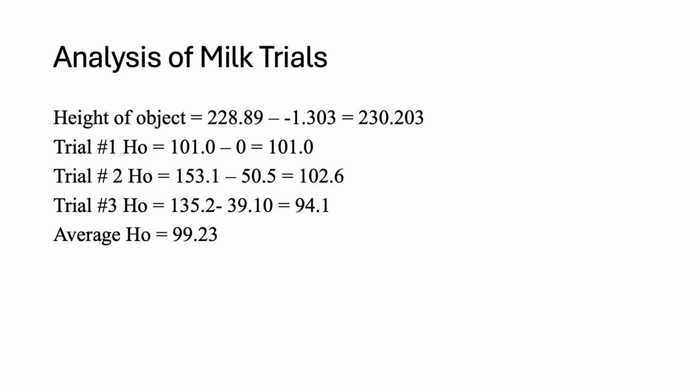So for this slide, we have the analysis of the water trials. Here, the first one, we have the height of the object, 230.203. Trial number 1, we got 101.0. Trial number 2, we got 102.6. Trial number 3, we got 94.1. And then we averaged all those to get 99.23. And this was for the height of the volume displaced.